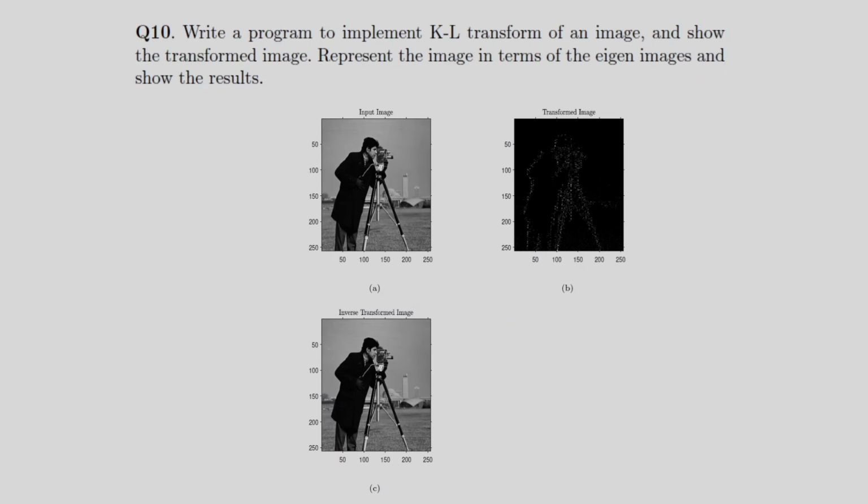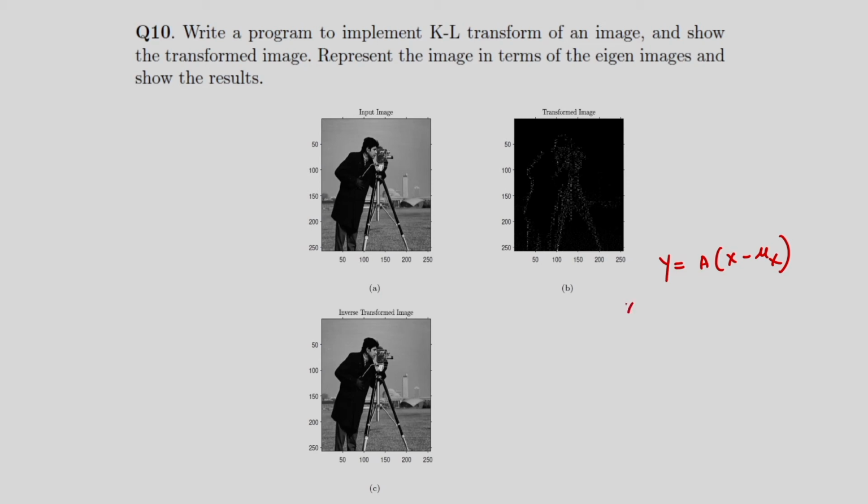The next program is: write a program to implement KL transform of an image and show the transform image, represent the image in terms of eigen images and show the results. So in the KL transformation, what is the transformation? y is equal to A(x minus mu x). That already I have explained. So A is the transformation matrix. This transformation matrix A is determined from the eigenvectors of the covariance matrix.